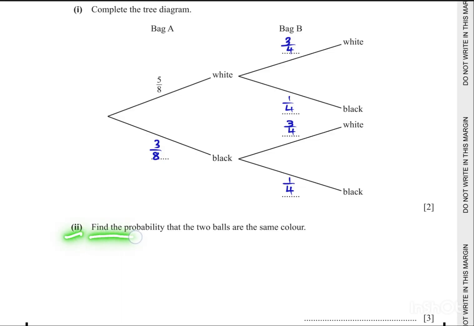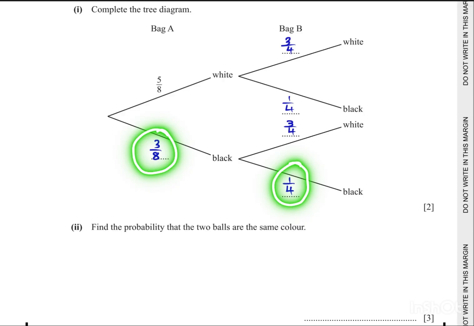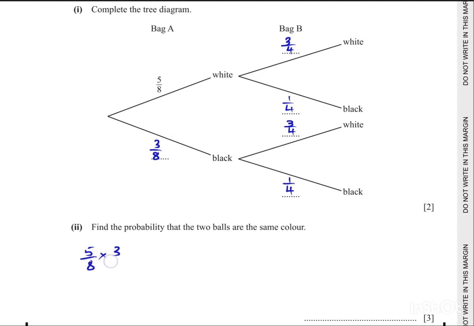Question number 2. Find the probability that the 2 balls are same color. Now probability of 2 balls being same color will be, this is white and white, which is 5 by 8 into 3 by 4, and black and black 3 by 8 into 1 by 4. So it is an or option there. So 5 by 8 and 3 by 4 will be 2 same color balls, that is white color, or it can be 3 by 8 that is black and 1 by 4 that is black. So find out the answers.